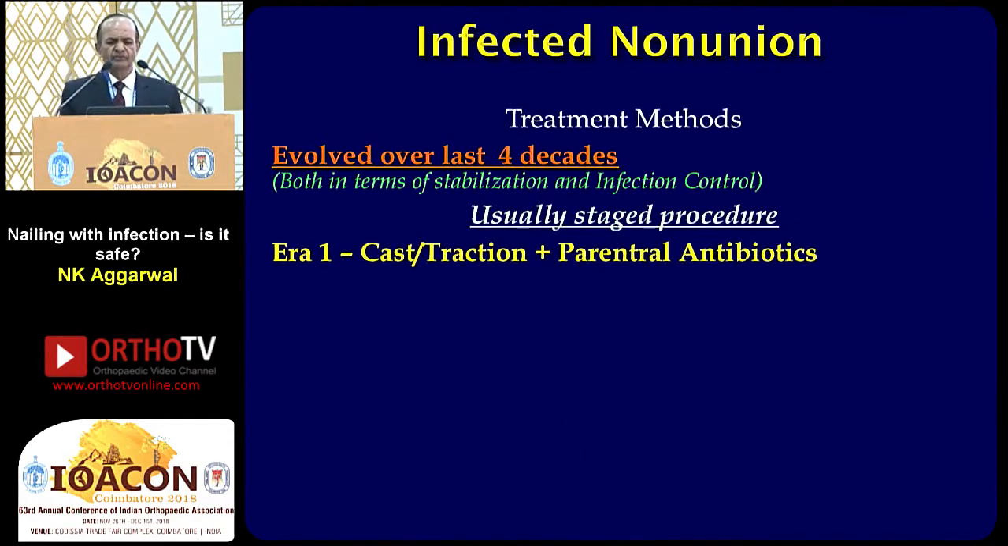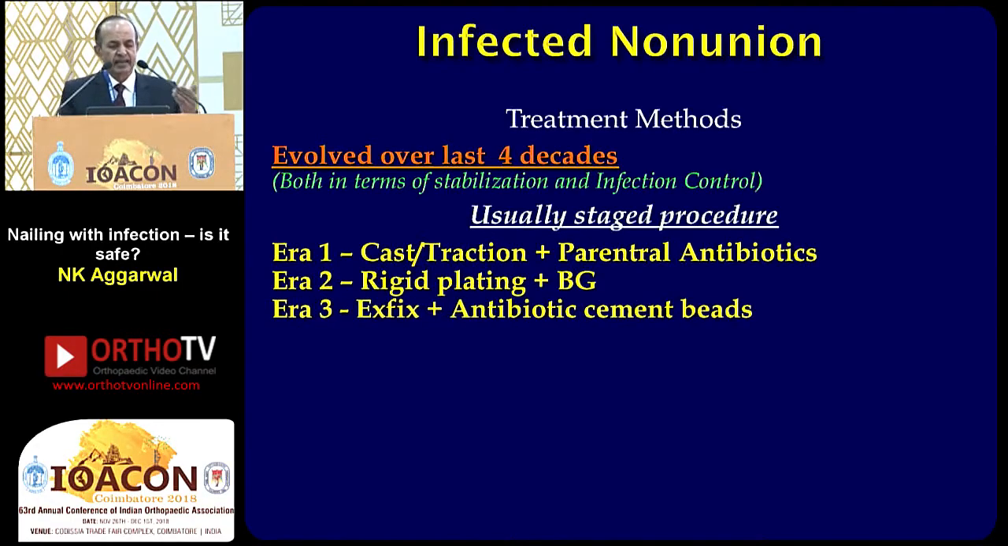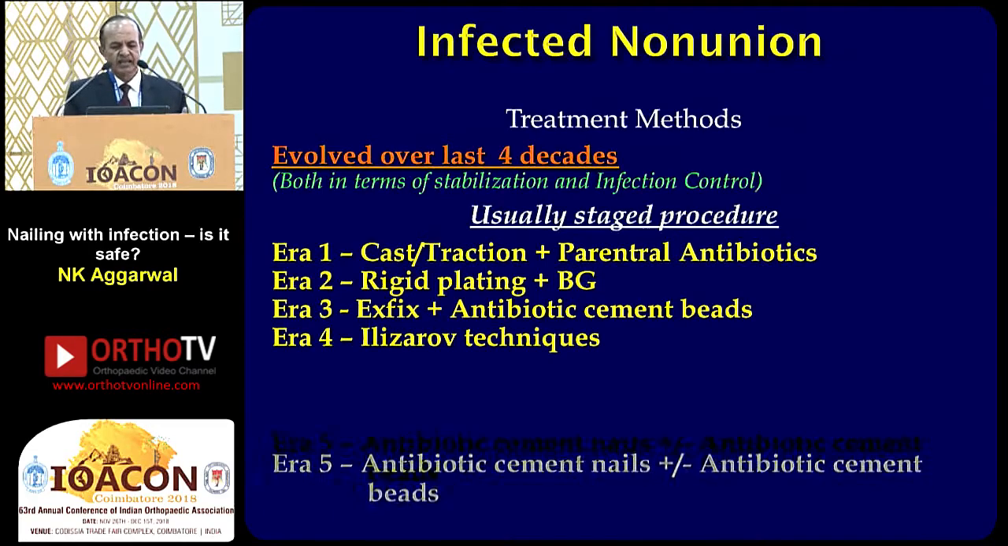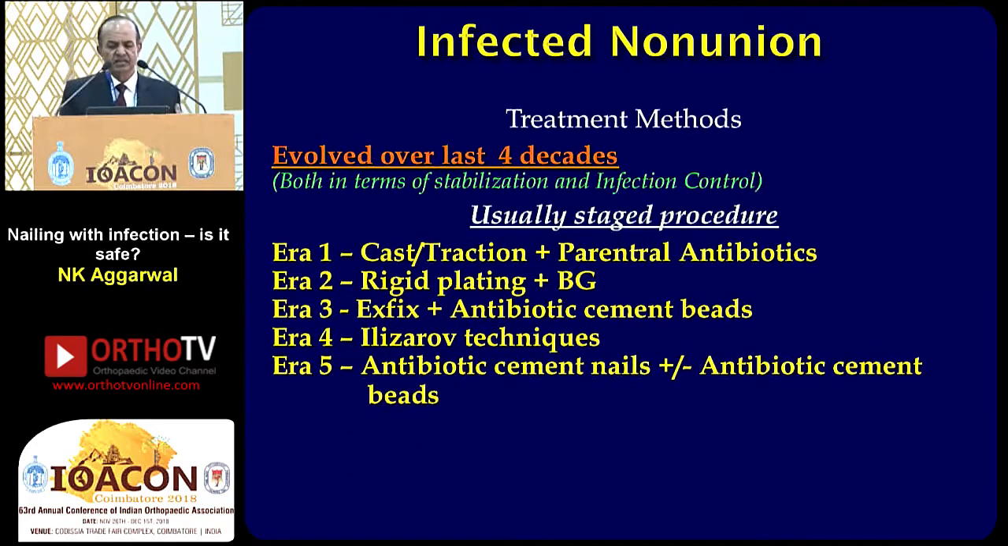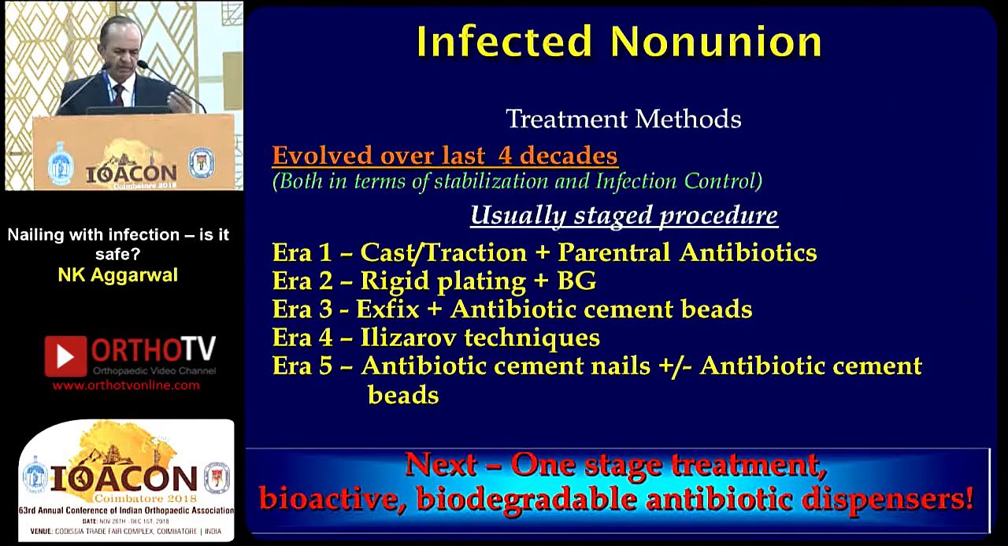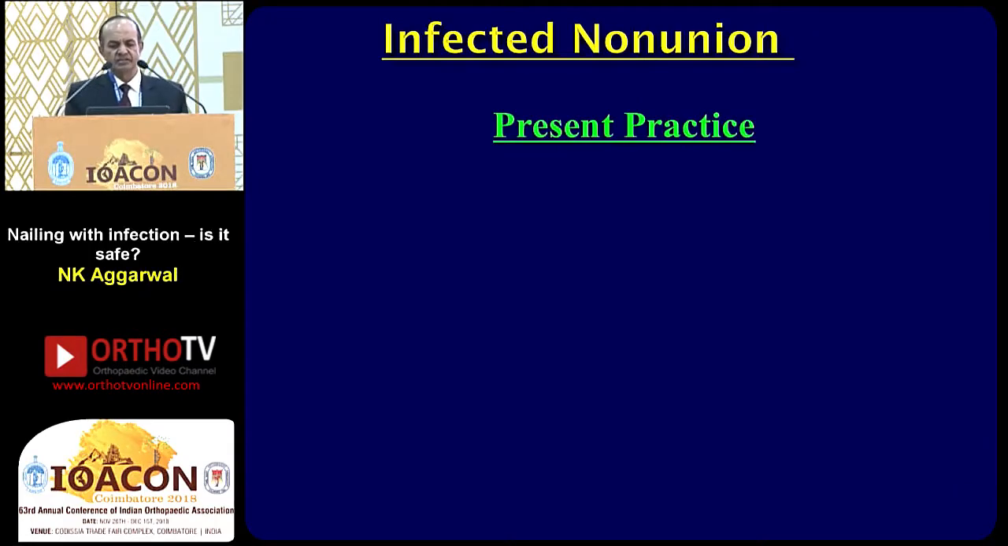Era 1, about 50 years back, it was cast and traction to control infection, parenteral antibiotics, and then supplementation with stabilization with cast. And then there came an era of rigid plating with bone grafting. Then came an era of external fixation with antibiotic cement beads, and then Ilizarov techniques or various external fixation techniques. And the latest is antibiotic cement nails with or without antibiotic cement beads, and now the biodegradable antibiotic dispenser, and that makes the treatment one-stage treatment with reduced morbidity, and this is what is the future, and this is almost the present at this time.